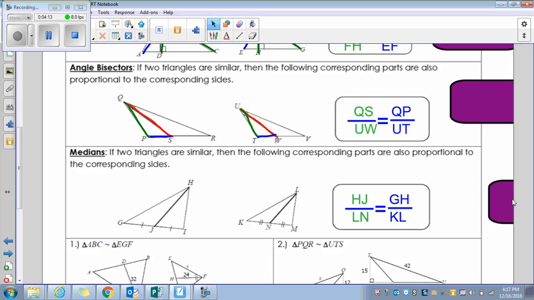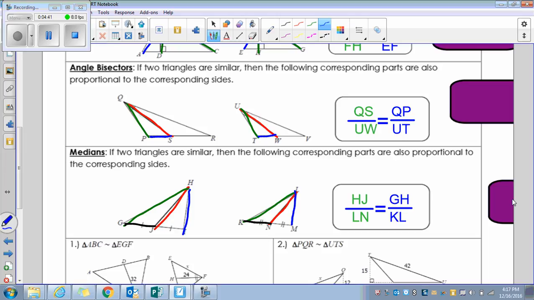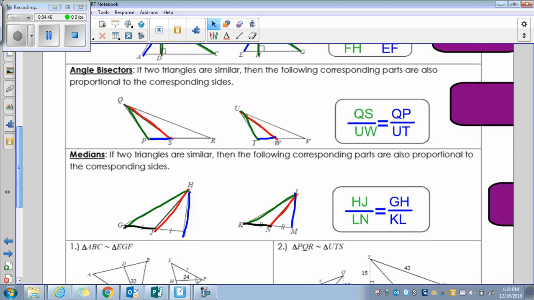So HJ and LN are proportional to any other parts of the triangle, as long as they're corresponding. And in this case, I just chose GH and KL. I could have chosen GJ to go on top and then KN to go on bottom. I also could have chosen HI and LM. As long as they are corresponding, it doesn't matter. So let's go on down to some practice problems.